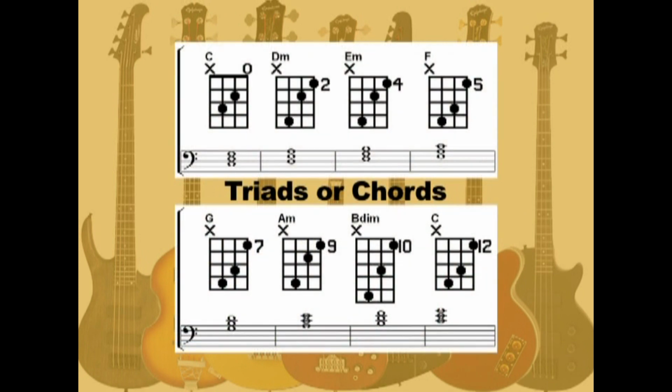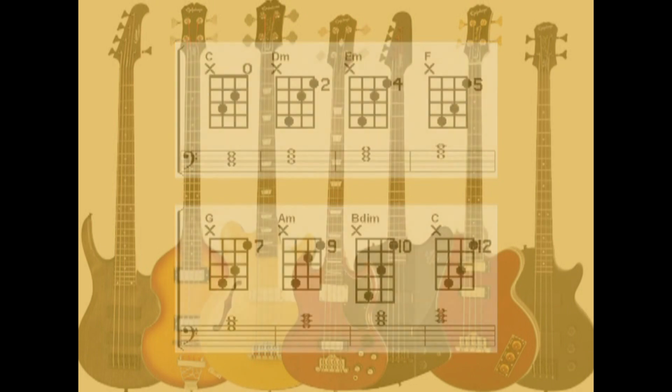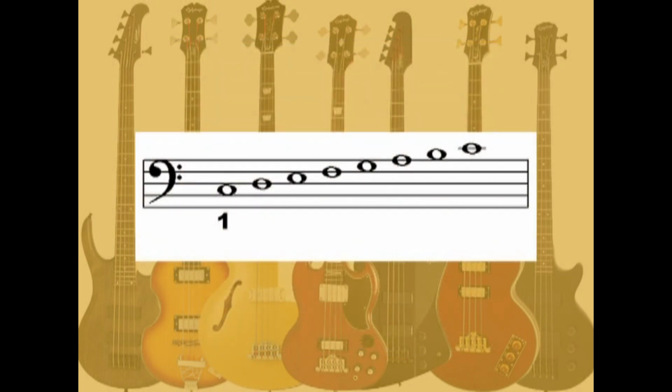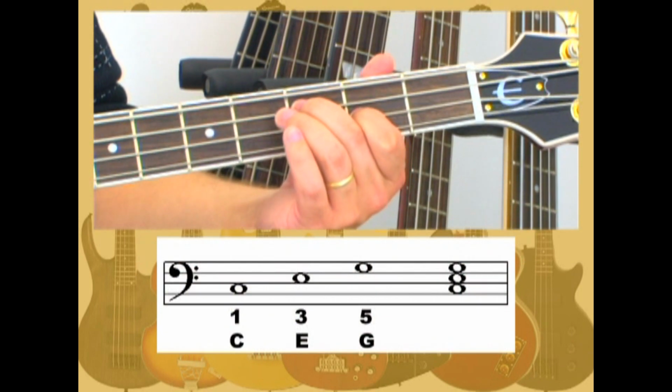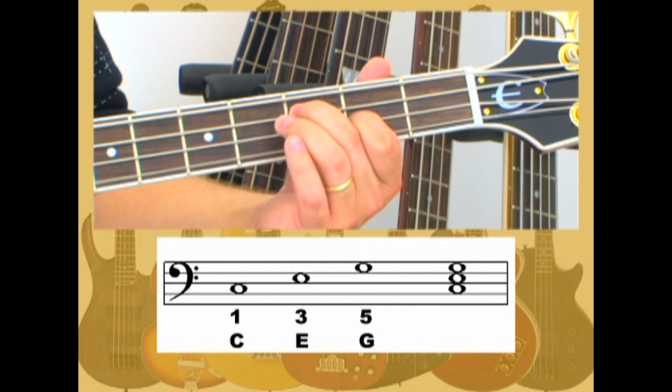A triad is a group of 3 notes played together. A chord is a group of 3 or more notes played together. So it is with our triads that we begin our study of chords. A chord is made up of the first, third, and fifth interval. In the key of C, the notes C, E, and G make up a C chord.